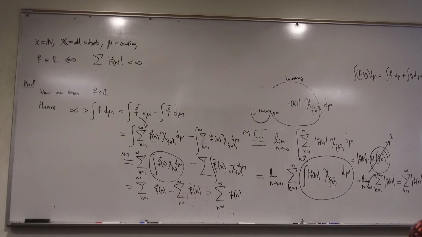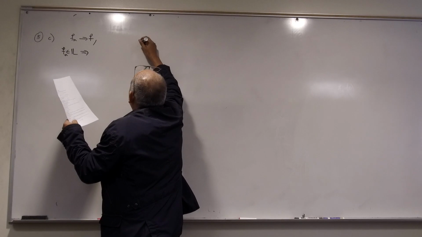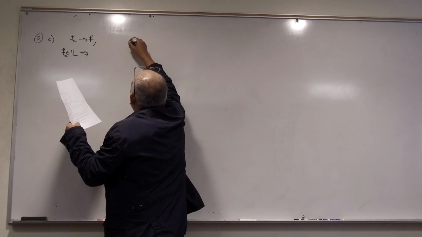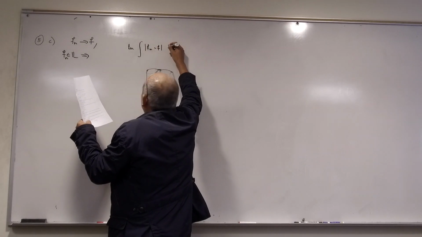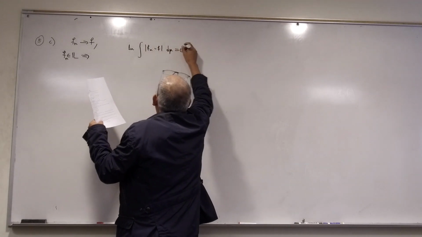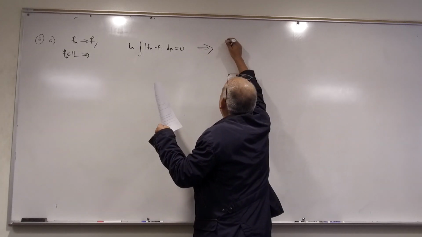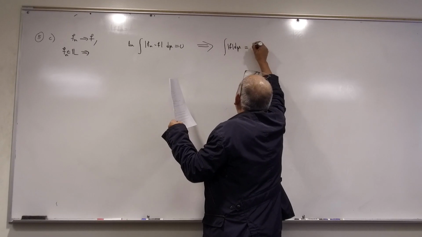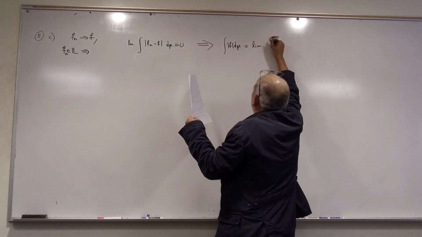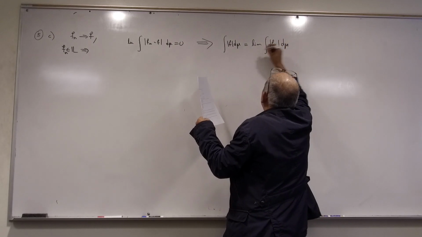Yeah? Okay, so show that if the limit of the integral of |fn - f| dμ is equal to 0, show that that implies that the integral of f dμ is equal to the limit of the integral of fn dμ.